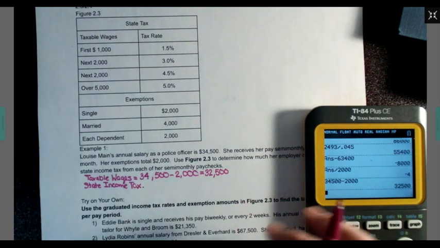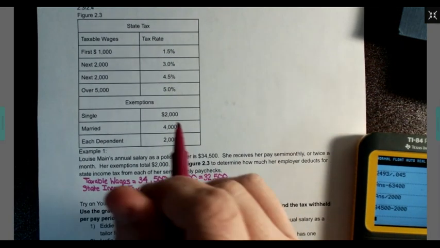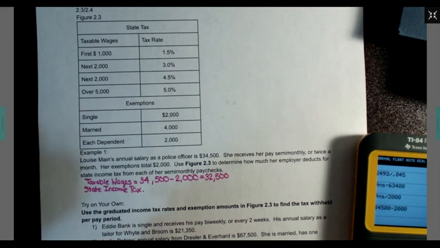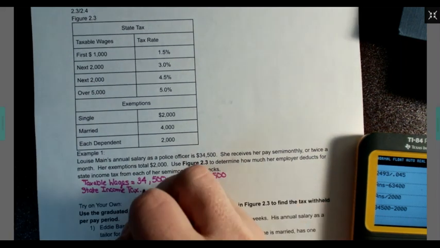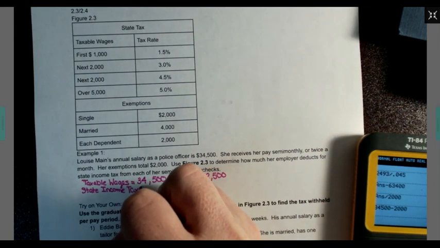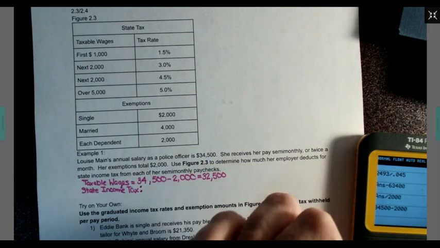And I'm completely sorry. I forgot to go over the vocab word for today. The vocab was graduated income tax, a system that increases the tax rate at different levels of income. So, we've got a couple of different levels here.